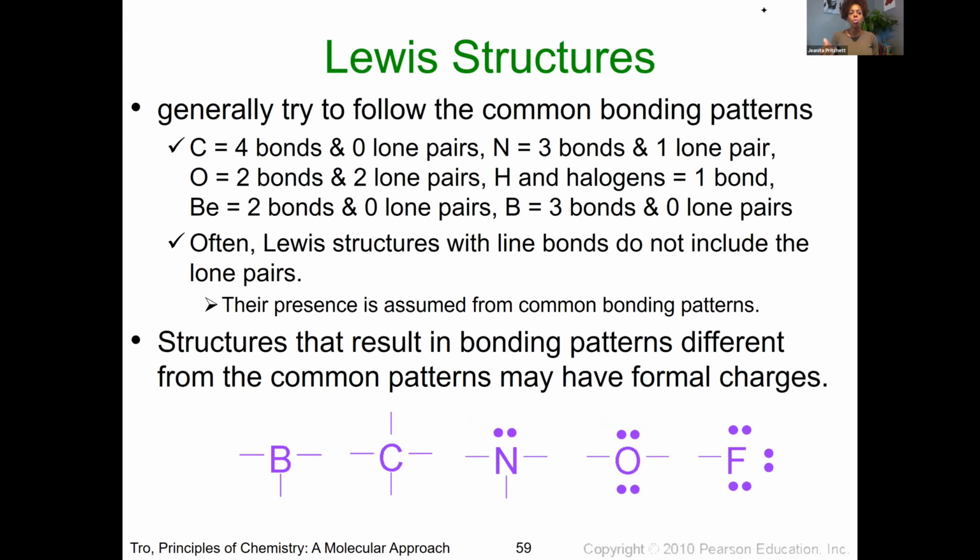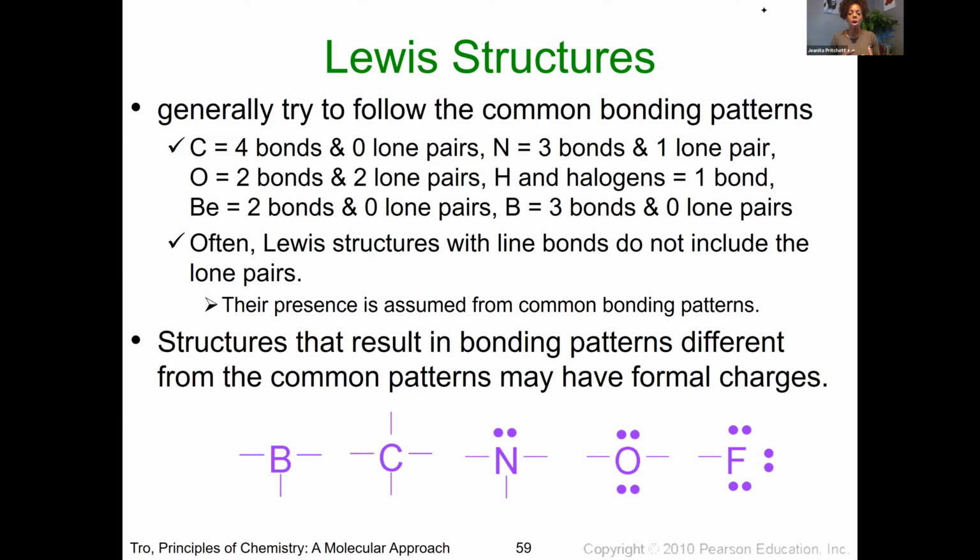Now, there are some general rules and general schematics that you're going to want to follow. Typically, carbon is going to have 4 bonds around it with 0 lone pairs. Nitrogen will tend to have 3 bonds and 1 lone pair. Oxygen will have 2 bonds and 2 lone pairs. And hydrogen and halogens will typically only have 1 bond. Again, none of this says that the bonds that exist have to only be single bonds. You may have a combination of single, double, or maybe even triple bonds.